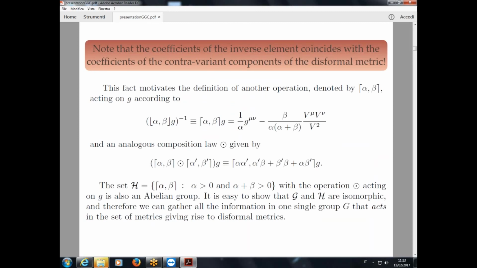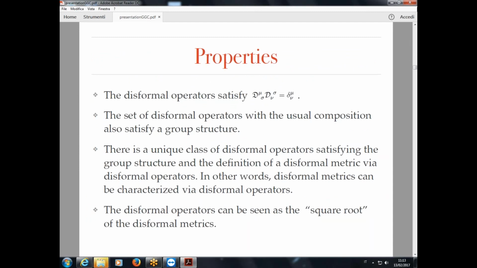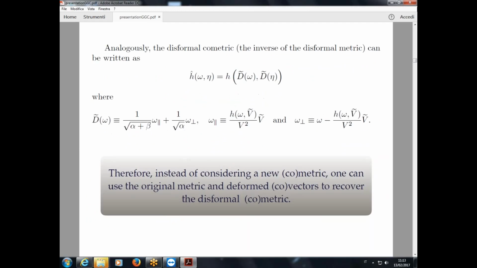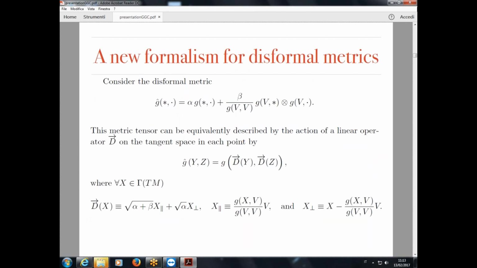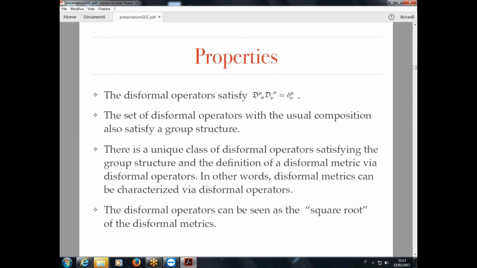Because of that, we know that the group that is acting on the set of metrics is actually a group of linear operators. And these operators have a unique class, because if you take the expression here, you could take minus or plus here, or minus or plus here. Since this is quadratic, all the minus signs are cancelled. You get positive every time. But actually, this is the only class of these form operators that satisfies a group structure, and you can define this formal metric using these operators. So they characterize all of these formal metrics. And as I said, you can see these formal operators as the square root of these formal metrics.